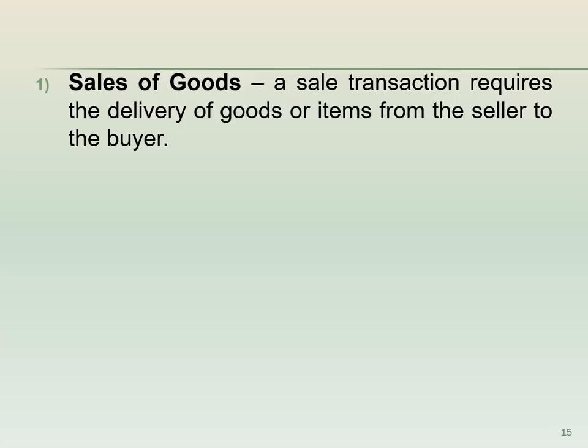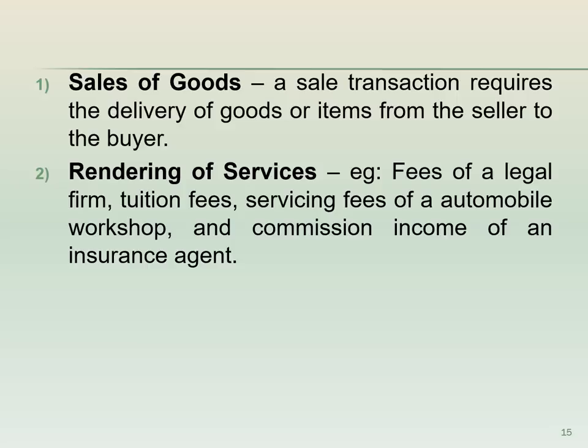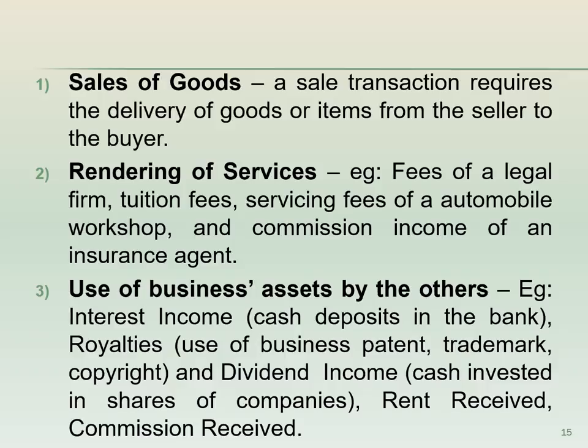Okay, sales of goods is a sales transaction on delivering the goods to the customers. The rendering of services is the fees that we charge to the customers. Let's say for a legal firm, we charge lawyer's fees, or tuition fees. It's services that we give to the customers. Or in terms of income, commissions for insurance agents, allowances. And the third category of revenue is use of business assets by others.